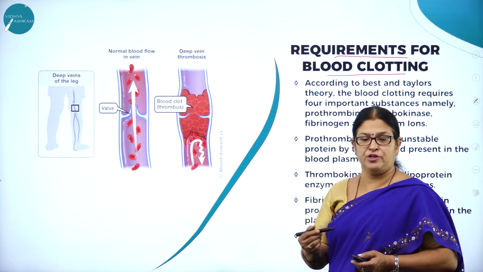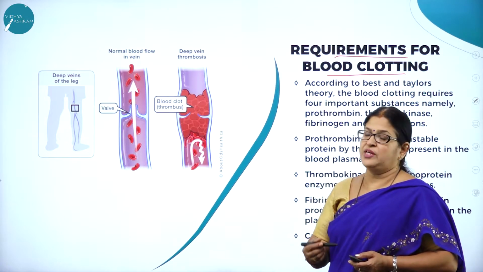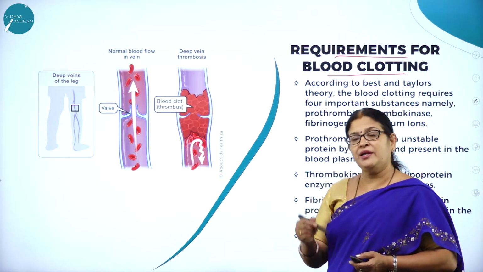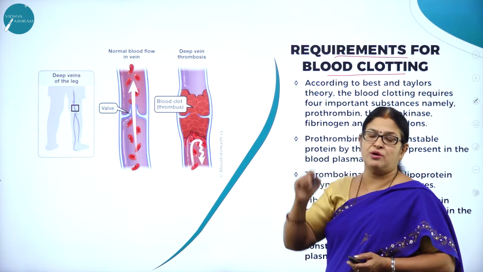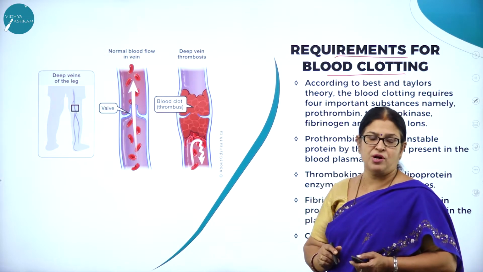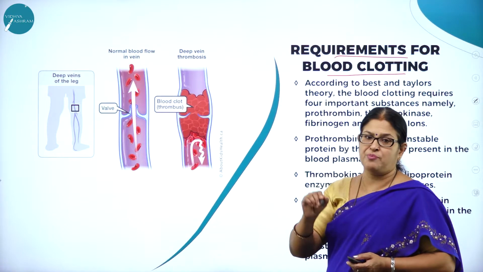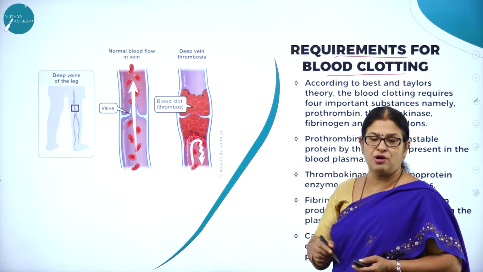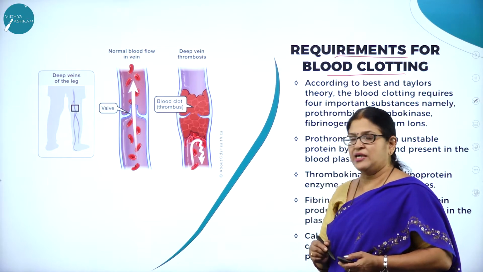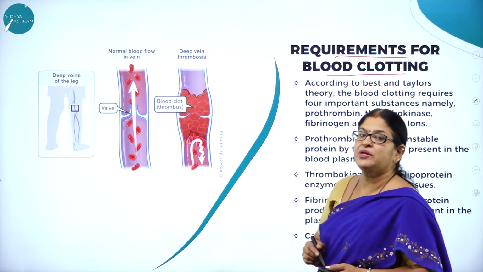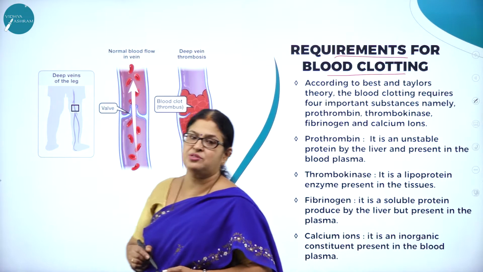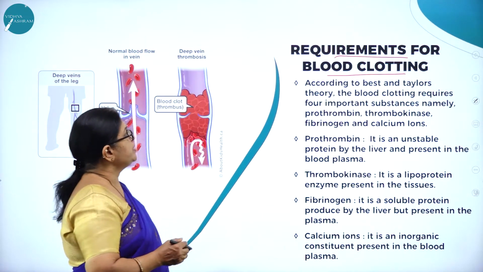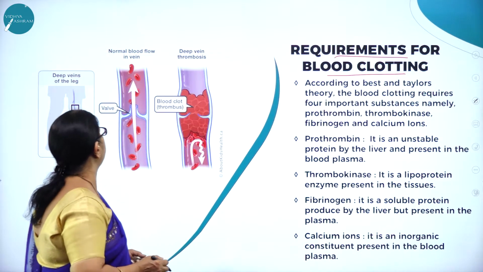As we know, if there is a cut or a wound, there is oozing of blood, but immediately when the blood comes in contact with the atmospheric oxygen, you can see the process of formation of a fibrin or a clot, thereby preventing further loss of blood. Now let us understand what is the mechanism that is involved in the process of blood clotting. So what are the requirements of blood clotting?